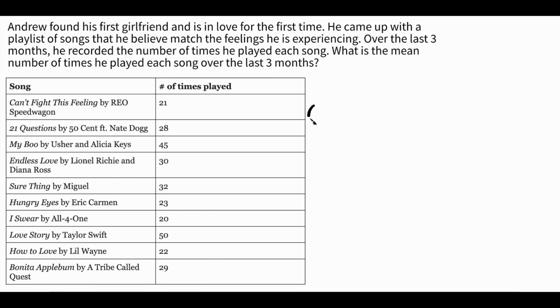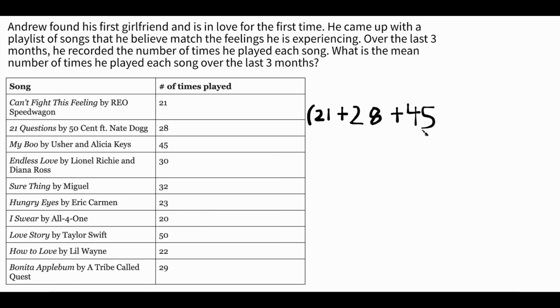Okay, so if you ever get a question that says, what is the mean? That's really the same thing as asking, what is the average? So we want to find the mean or the average. Those are two different ways of saying the same thing. So to find the mean or the average, you want to take all of these numbers and add them up, and then divide by the total number of numbers. And if you're not sure what I mean, let me show you here.